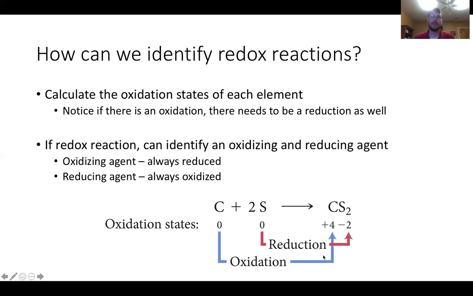Now, one of the things we need to be aware of is that the copper loses electrons to the sulfur. The copper is the reducing agent. It reduces the sulfur, or causes the sulfur to be reduced. So the reducing agent is always oxidized and the oxidizing agent is always reduced. That's kind of confusing, I understand, but it makes sense if you think about what they're actually doing in the reaction.